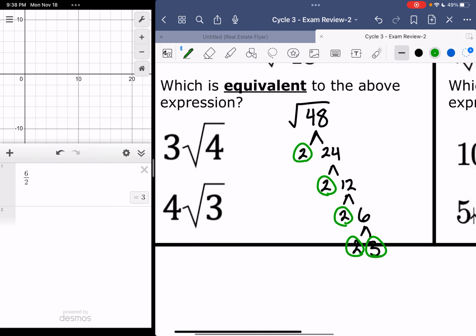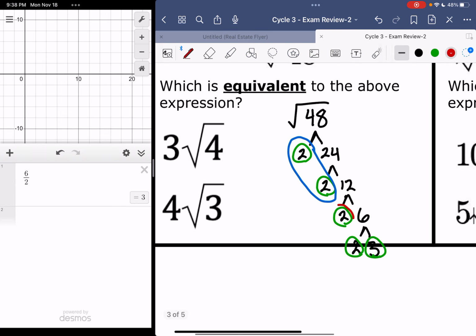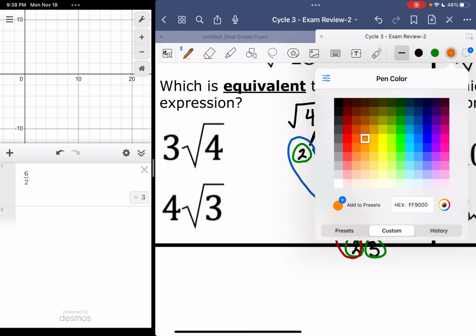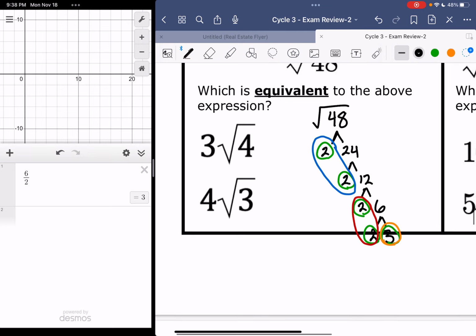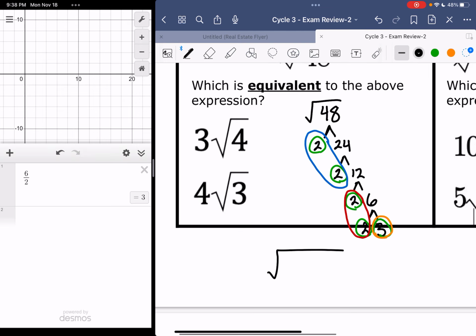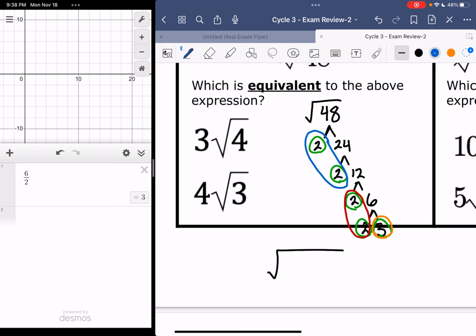I'm going to go ahead and circle pairs of numbers. I see a pair of 2s. I see a pair of 2s. And then I see a 3 all alone. I can go ahead and simplify, making my square root. Remember, my pairs get to leave the house.